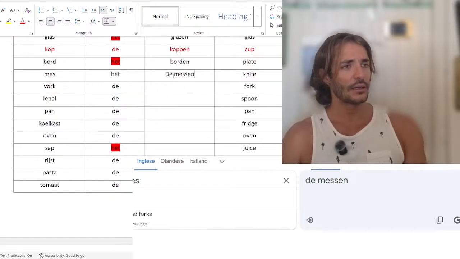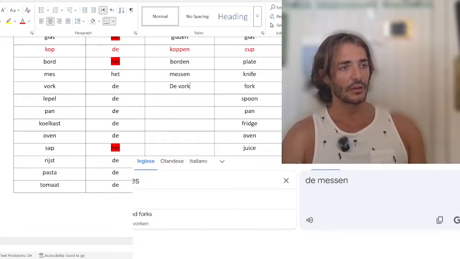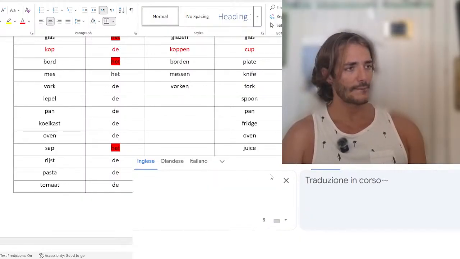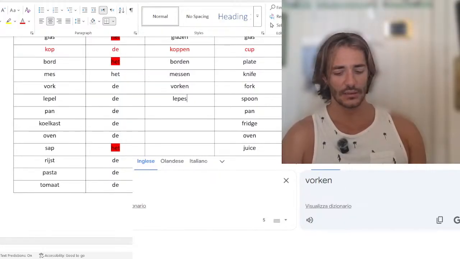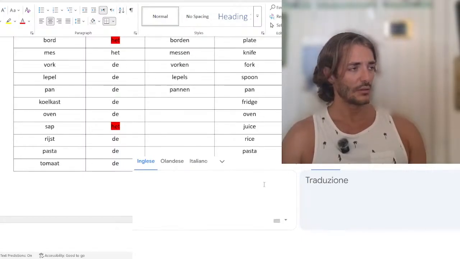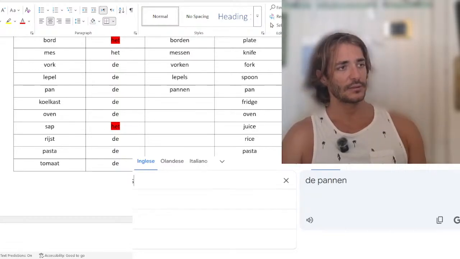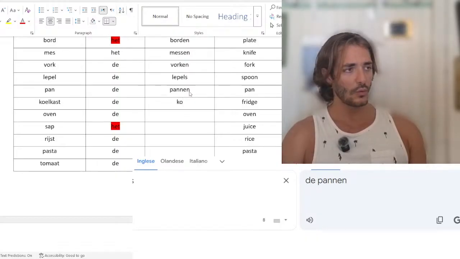The Messen, okay. The fork, the forken, okay, the forken. Yes. The lapel, lapels. This one ends by er, el. The pan, the pannen, probably. Yes. The Koelkast, the Koelkasten.